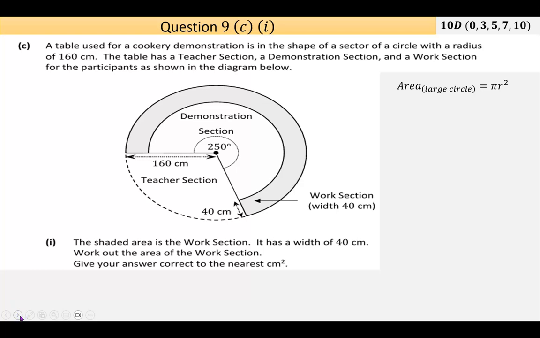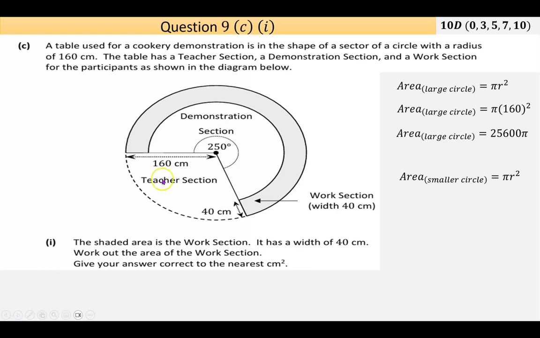So the area of the large circle is pi r squared, okay? We know the radius of the large circle is 160, okay? I swap them in, put it through the calculator. I'm going to leave it in pi form because I don't want to mess with decimals and rounding. So the area of the big, huge circle is 25,600 pi centimeters squared.